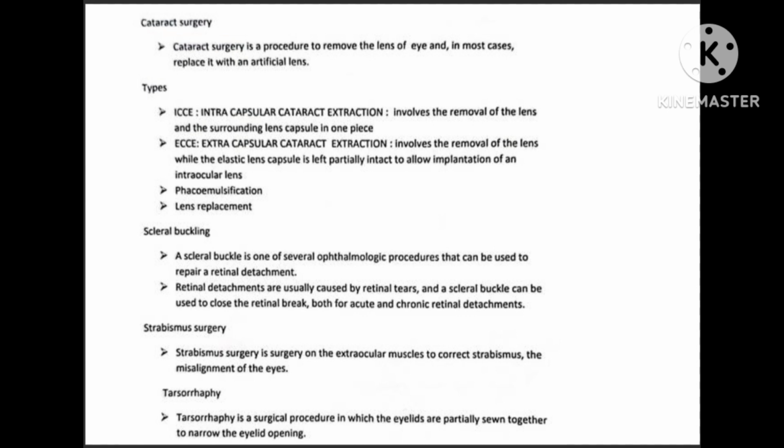And the last one is tarsorrhaphy. Tarsorrhaphy is a surgical procedure in which the eyelids are partially sewn together to narrow the eyelid opening.